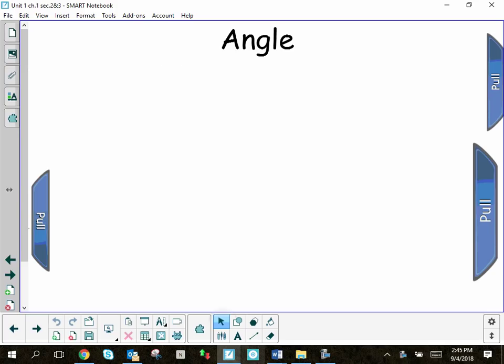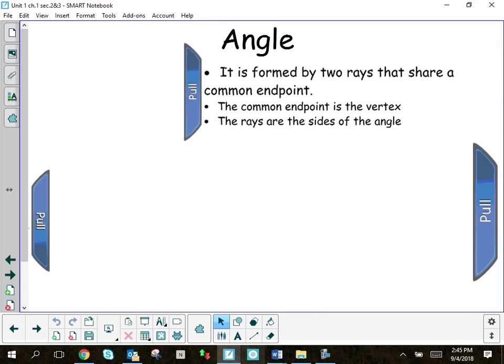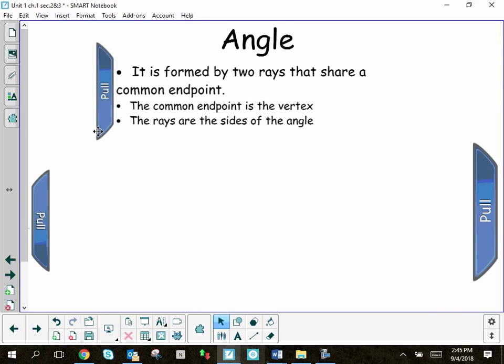So let's define what an angle is. An angle is formed by two rays that share a common endpoint. The common endpoint is the vertex, and then the rays we refer to as the sides. Okay? So pause the video if I'm going too fast, because you'll need to write all of this down. Okay? So all three bullets.